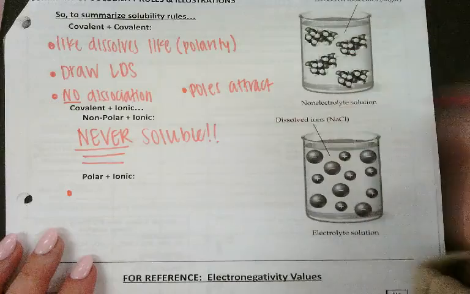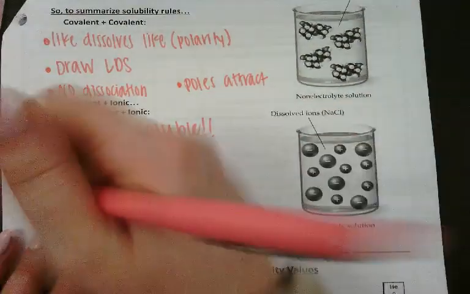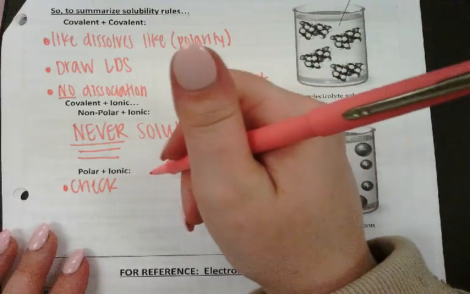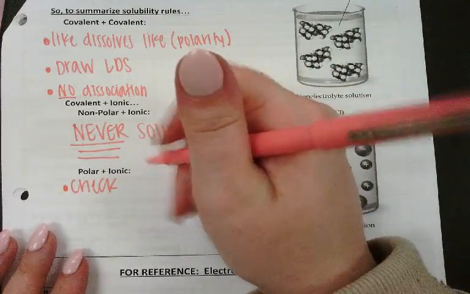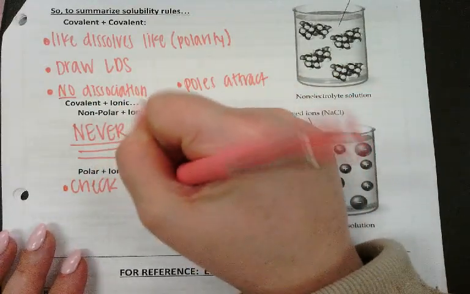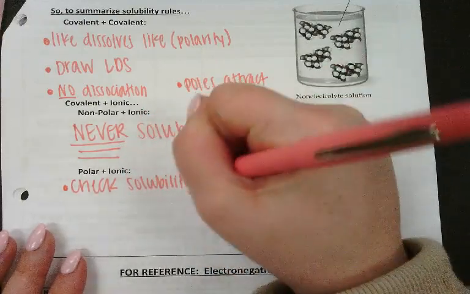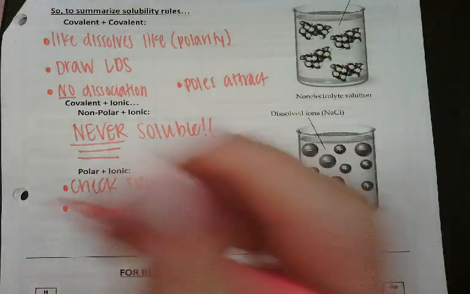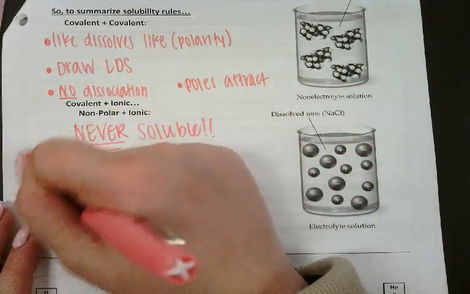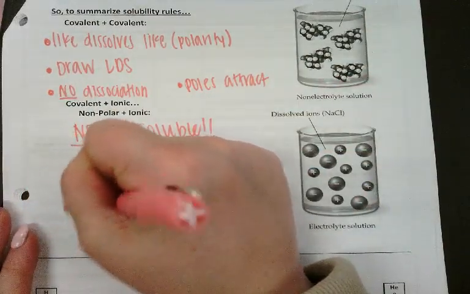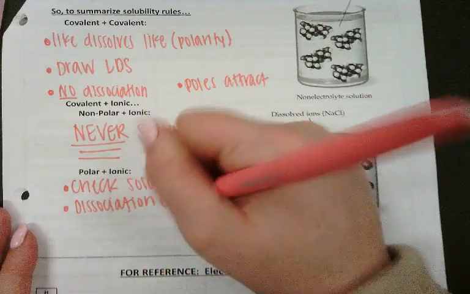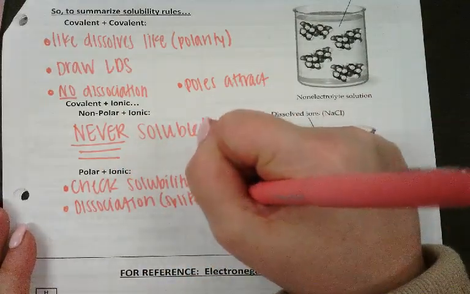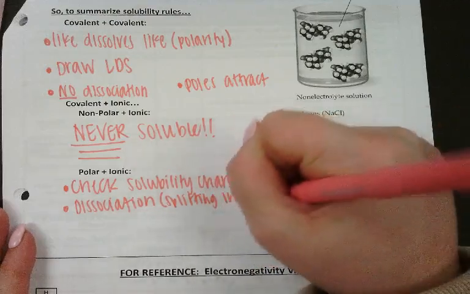What do we always have to check for polar plus ionic? Very good. Check the solubility chart. Now, I heard two people say dissociation. So yes, dissociation does occur, because dissociation is the splitting into ions.